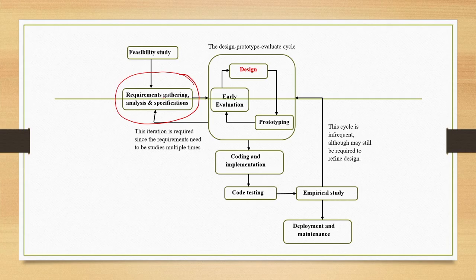Requirement gathering stage is the first stage which we discussed. This is followed by a cycle consisting of three stages. This is called design prototype evaluate cycle, where we have the design stage, the prototype stage, the evaluation stage, and these three stages work in a cycle till we arrive at a stable design. This cycle is primarily meant for design of interface.